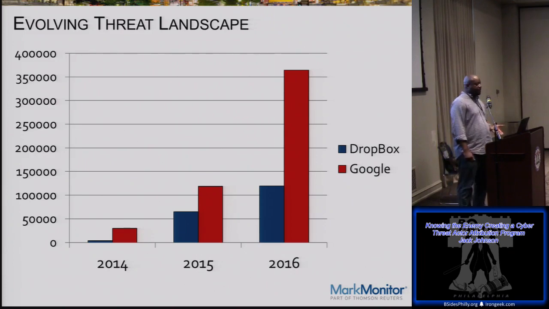So you see Dropbox and Google. In 2014, in our Security Operations Center, we detected 8 Dropbox sites. If you look into 2015, it's 50,000. Coming in 2016, it's over 100,000. But look at Google. Google exploded because Google has Gmail.